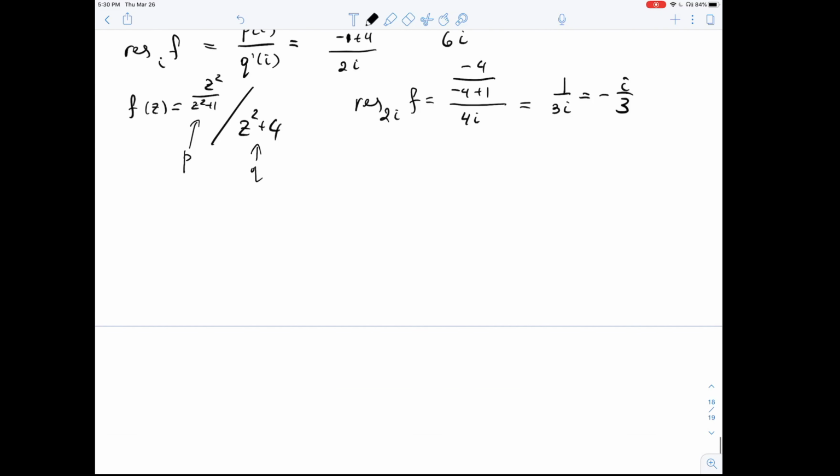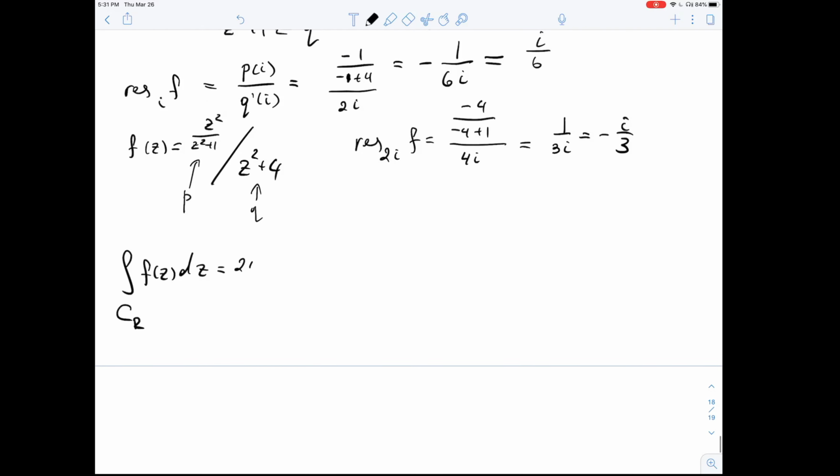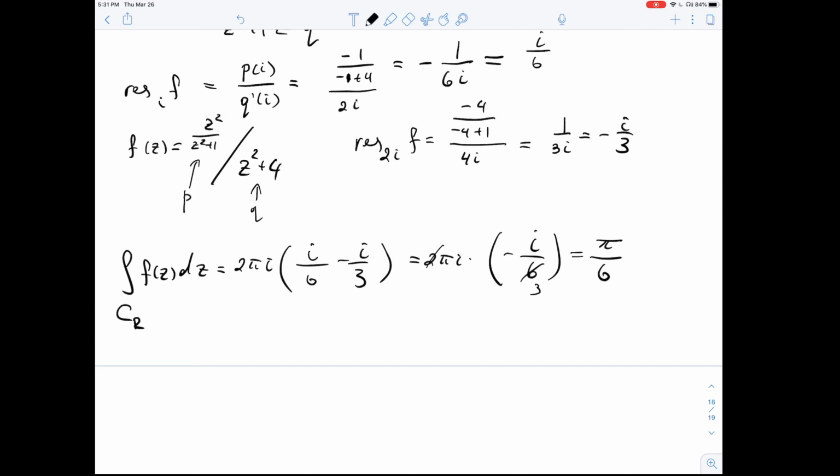So okay, the integral over CR of f of z dz is what? It is 2 pi i times (i over 6 minus i over 3), which is 2 pi i times minus i over 6. The 2 cancels out, and again we get pi over 3. It's a miracle. We don't always get pi over 3, that's just a coincidence.